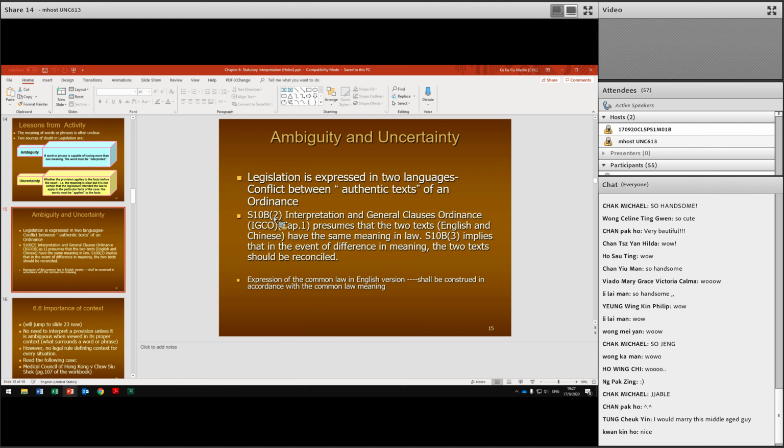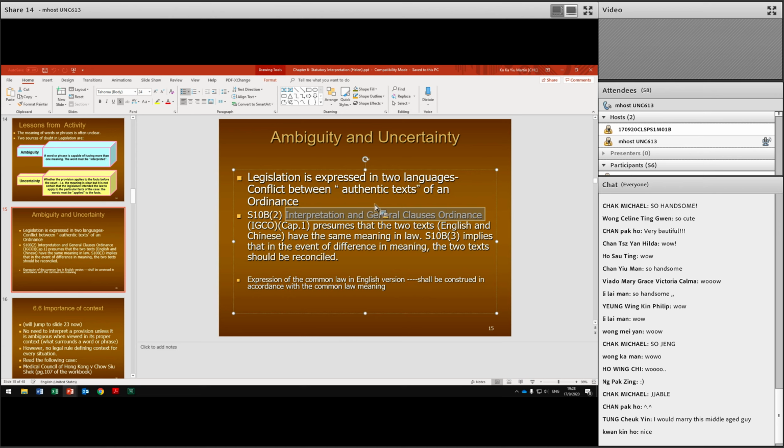So section 10B, subsection 2 of the Interpretation and General Clauses Ordinance. This one is called IGCO Cap 1. Please note that this chapter, this legislation, this ordinance is unique in Hong Kong. You cannot find a similar ordinance in other countries. You cannot find it in UK. You cannot find it in US. It's something very unique. Why?